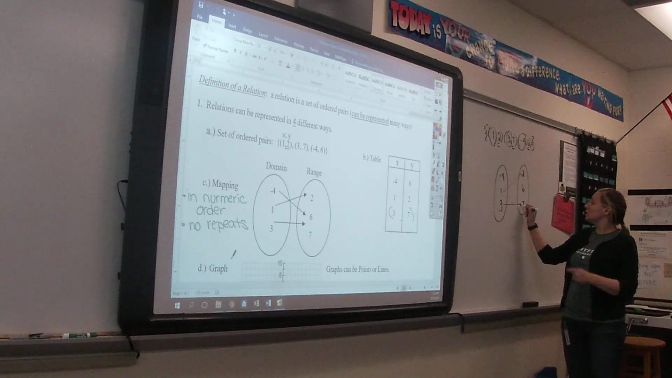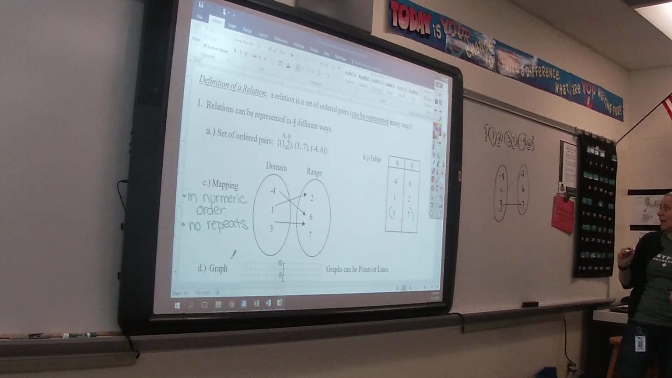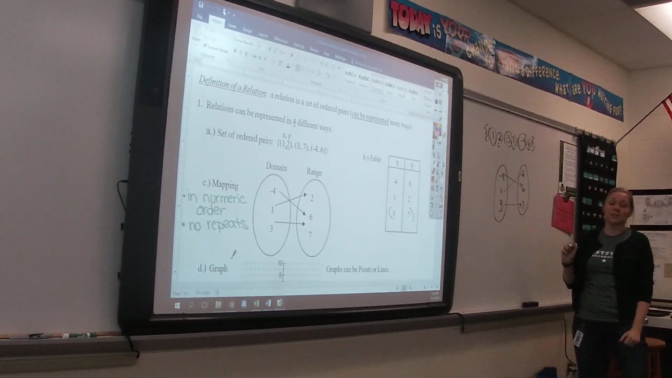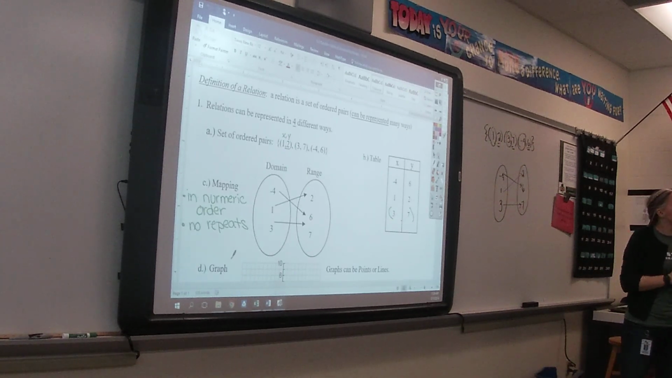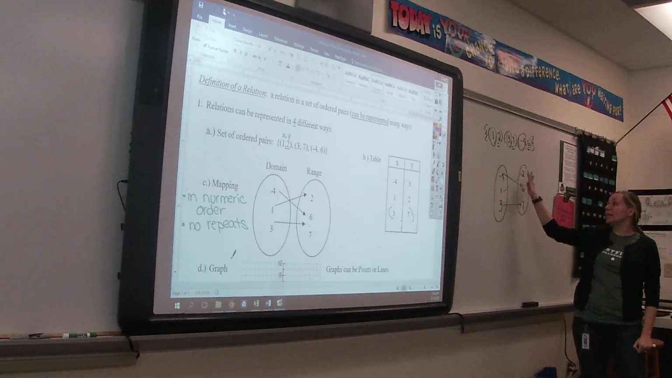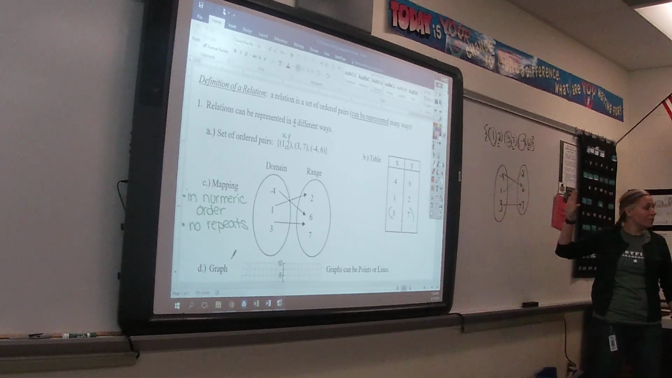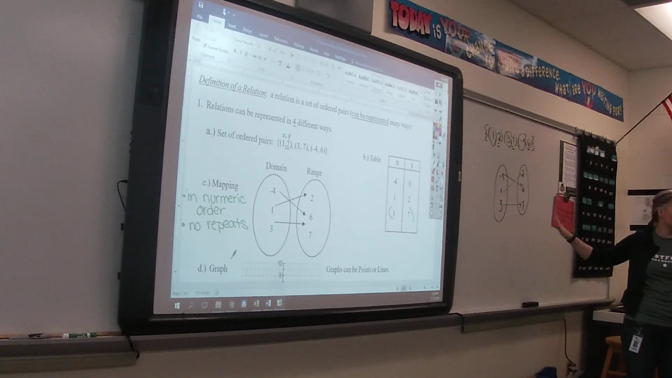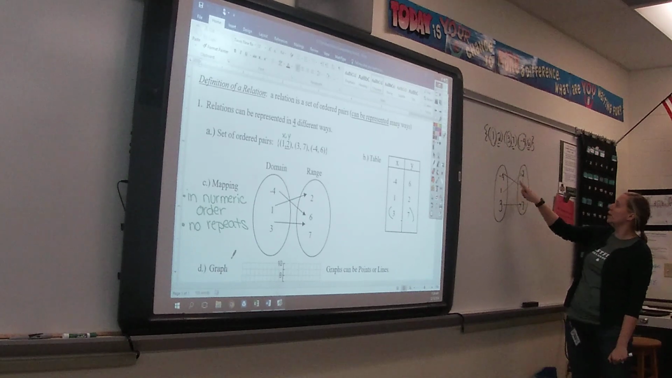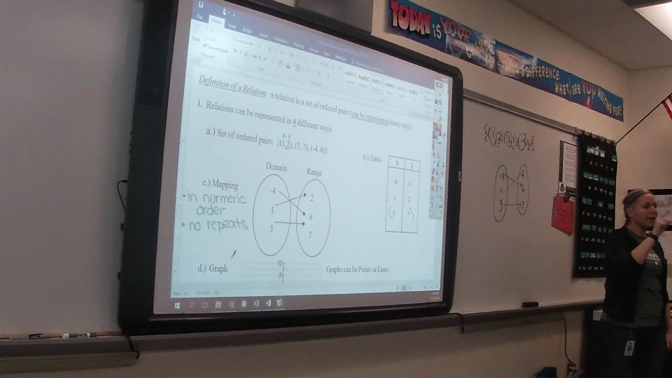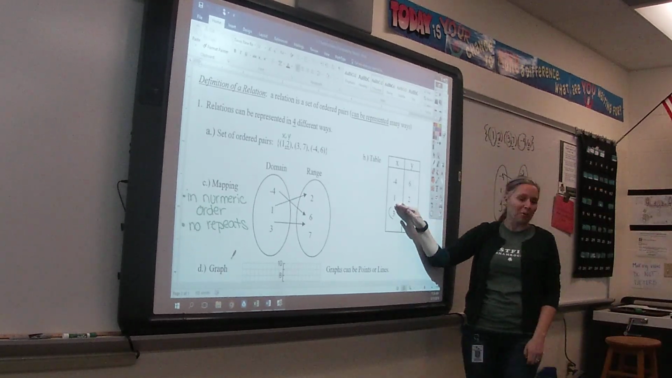3 goes to 7, so I'm making a line from 3 to 7. -4 goes to 6. Again, this is another option where if we were given this information, we should be able to turn that into ordered pairs. So we should be able to look at this mapping and say, oh yeah, this is the ordered pair 1, 2, and I could turn that ordered pair into a table.